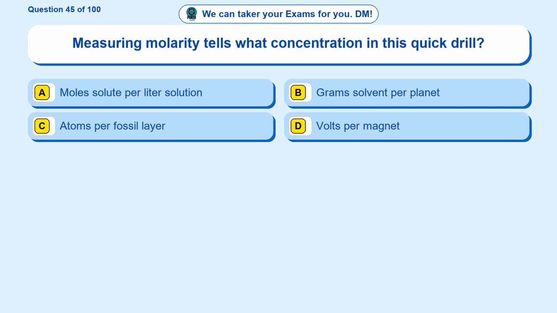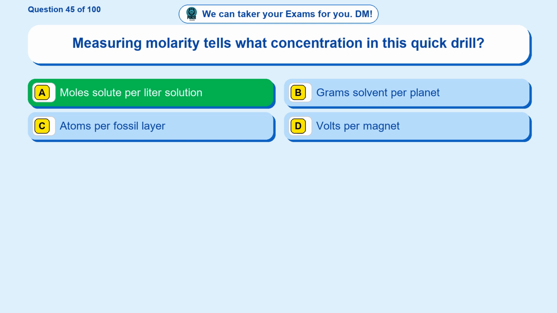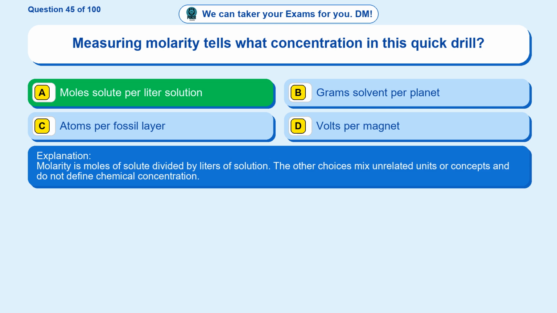Question 45. Measuring molarity tells what concentration in this quick drill? Option A, moles solute per liter solution. Option B, grams solvent per planet. Option C, atoms per fossil layer. Option D, volts per magnet. The correct answer is option A. Moles solute per liter solution. Molarity is moles of solute divided by liters of solution. The other choices mix unrelated units or concepts and do not define chemical concentration.